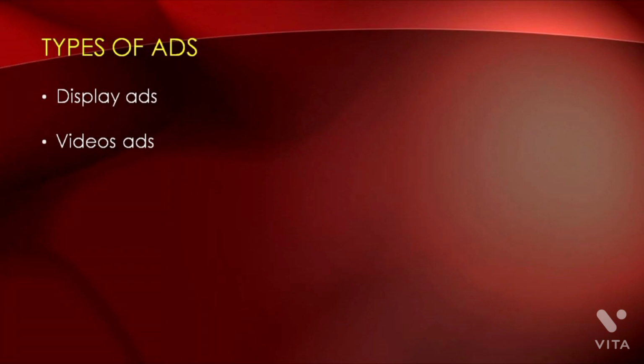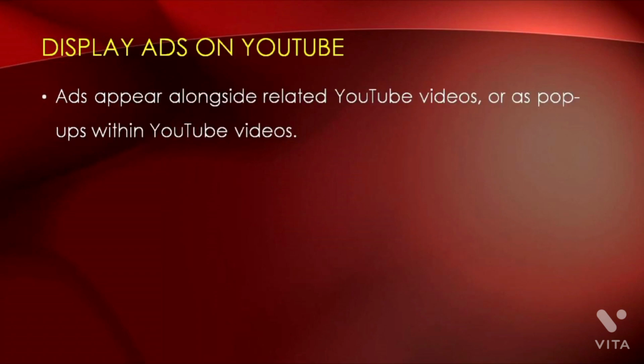Before we move on to learn how to use YouTube Ads, let's take a look at the types of ads available for your preference or selection that best suit your business. There are two types of ads on YouTube: the display ads and the video ads. Display ads on YouTube allow you to place your ads in videos where they'll appear alongside related YouTube videos or as pop-ups within YouTube videos.